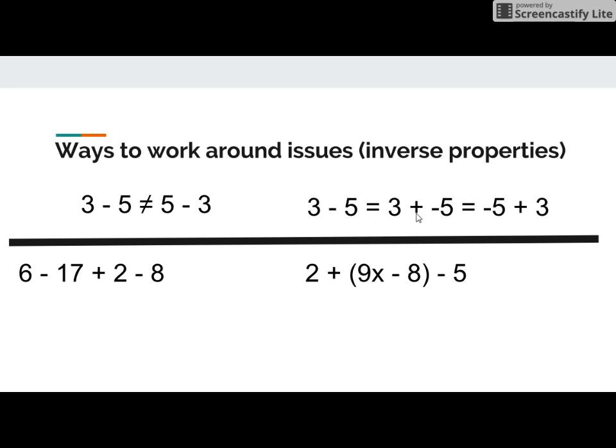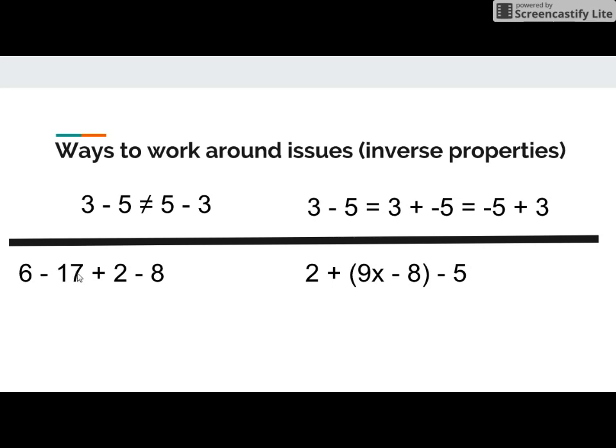Once we have that addition, then we can use the commutative property and say 3 minus 5 is the same as negative 5 plus 3. And so this is just a technique or a way that if you wanted to rearrange this for whatever reason, you could, if you change the subtraction to adding a negative. Here are two examples on the bottom here.